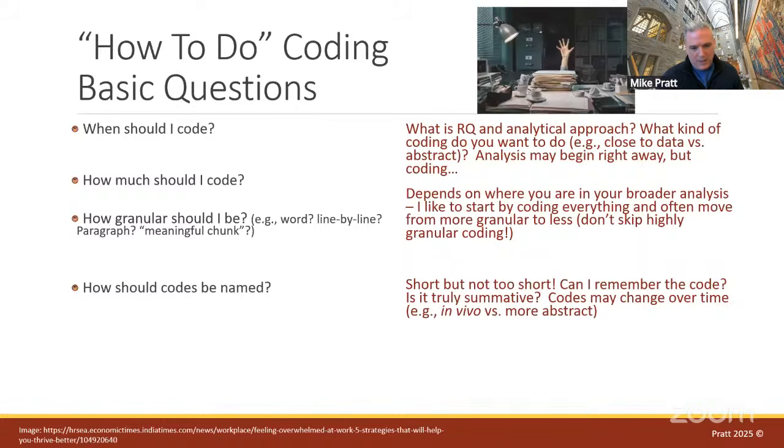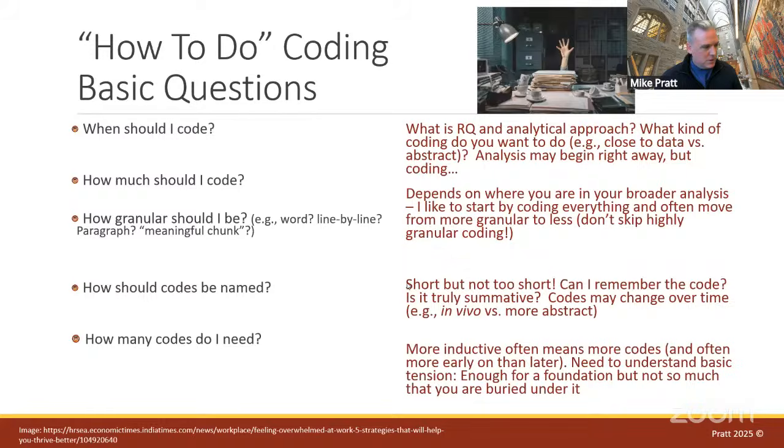Somebody just pointed out, can a single text receive two codes? Absolutely. That's going to be the next point. So label things. Some people use in vivo, some people use by hand, but whatever you do with your codes, you have to be able to memorize or remember what they are. And then how many codes do I need?